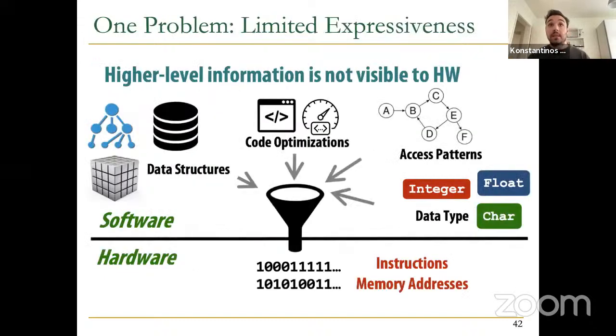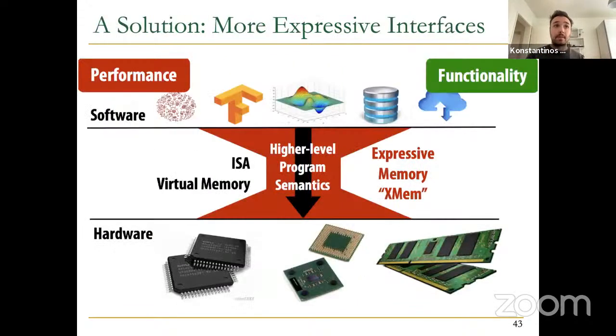One problem is that modern systems have limited expressiveness, and the high-level information is not visible to hardware. In software, you use data structures, optimizations, access patterns, and different data types, but the hardware at the end of the day sees ones and zeros, which it's trying to decode as instructions and memory addresses.